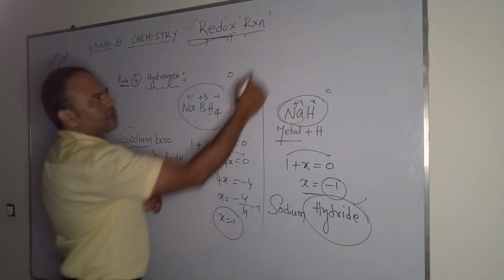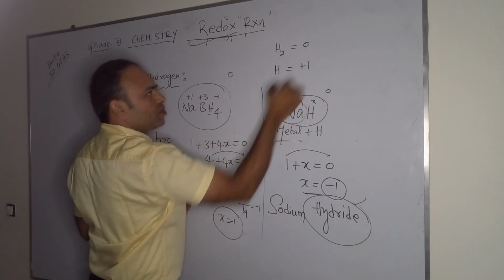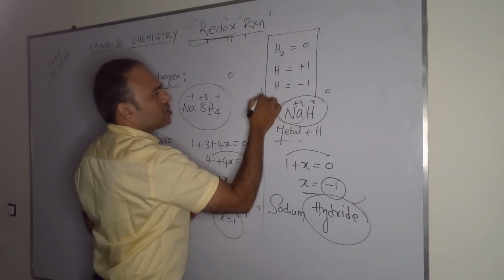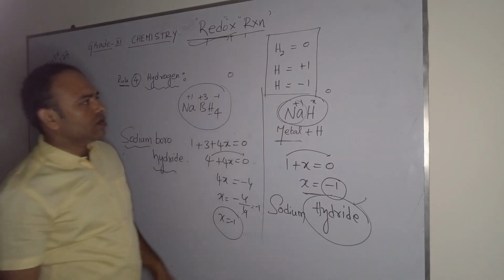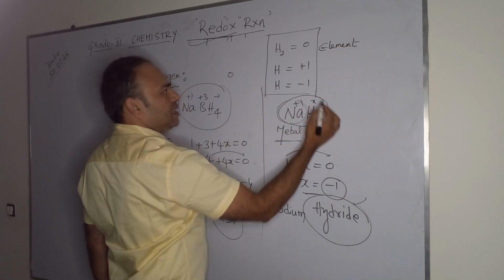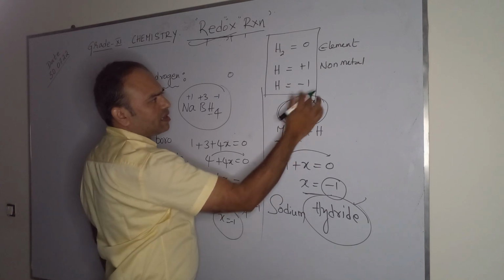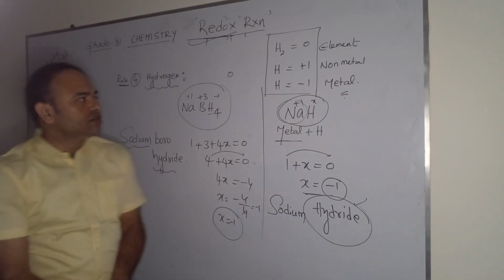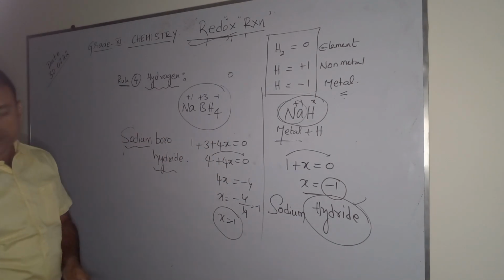So what can I write? Hydrogen can have 0 oxidation state, and it can also have plus 1 oxidation state. It can also have minus 1 oxidation state, depending upon whether it is with a metal or non-metal. So here it is an element, next this is with a non-metal, and the last one is with a metal. So hope you have understood rule number 4, how to calculate the oxidation state of hydrogen.